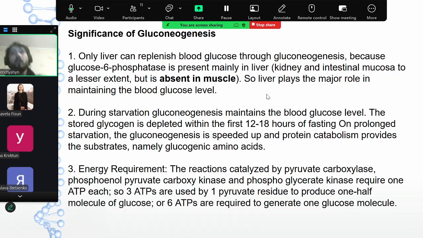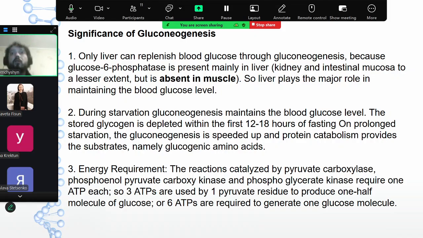Gluconeogenesis: only the liver can replenish blood glucose through gluconeogenesis, because glucose 6-phosphate phosphatase is present mainly in the liver, kidney and, to a lesser extent, intestinal mucosa, and it's totally absent in muscle. So the liver plays the major role in maintaining the blood glucose level. So it basically maintains that level.